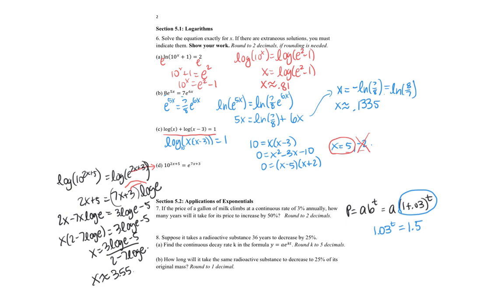So I can take the natural log of both sides. So I get T times the natural log of 1.03 is equal to the natural log of 1.5. And then I can divide it over. So T equals the natural log of 1.5 divided by the natural log of 1.03. And if you plug that into your calculator, you get 13.7.